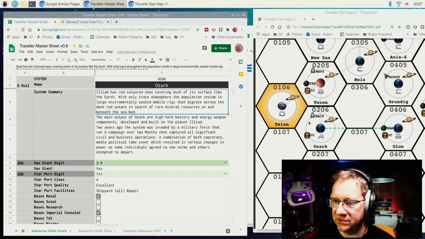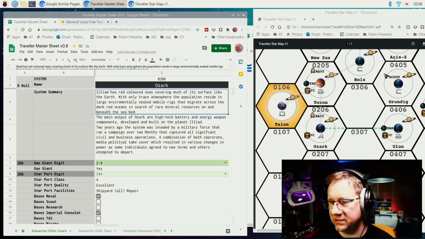I'm going to do Newsax next, and then Bulks, and then sort of work around, because I know the players have got to jump one free trader ship. The first place they're going to go is Toxon, and then I'm going to need to start to fill in around there as they start to plan their next move.